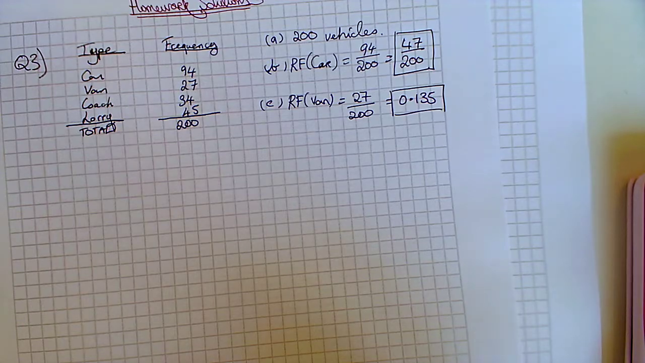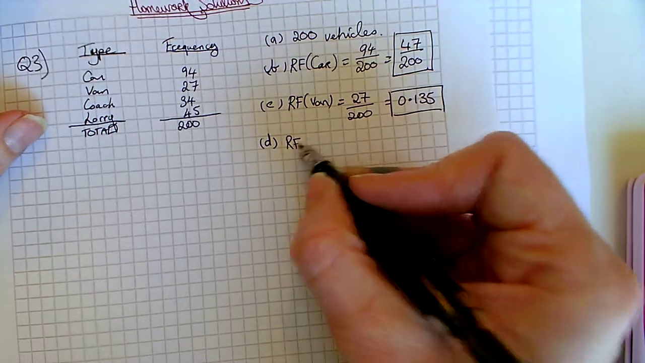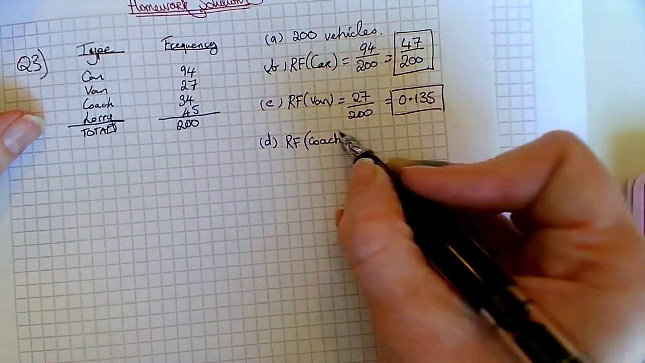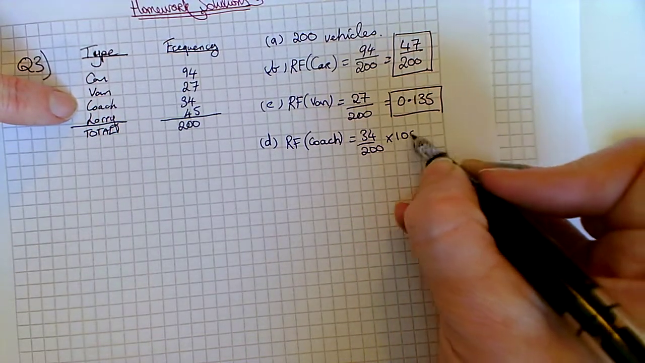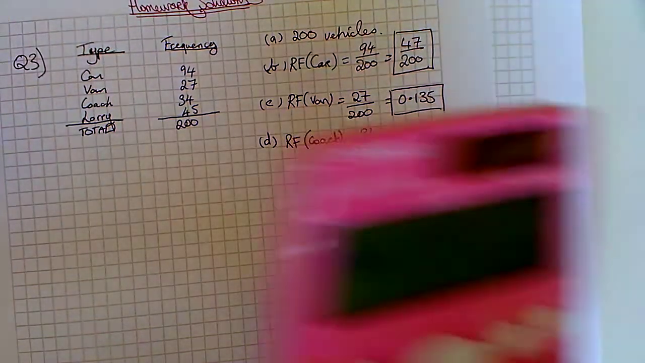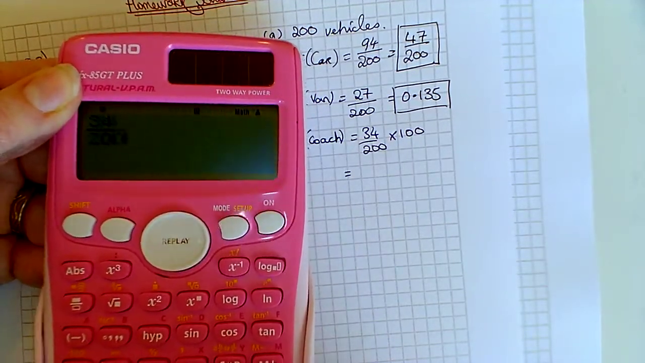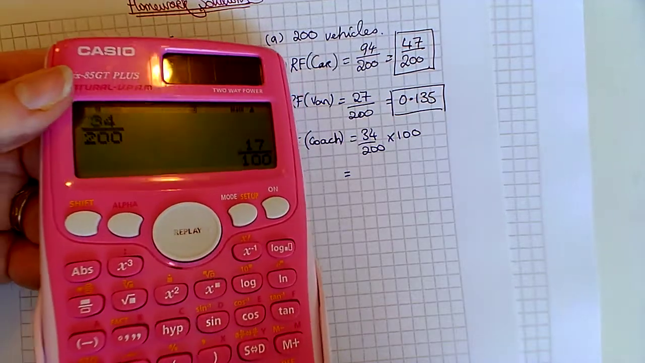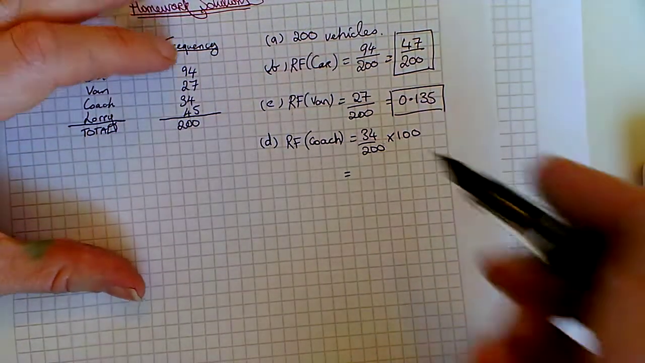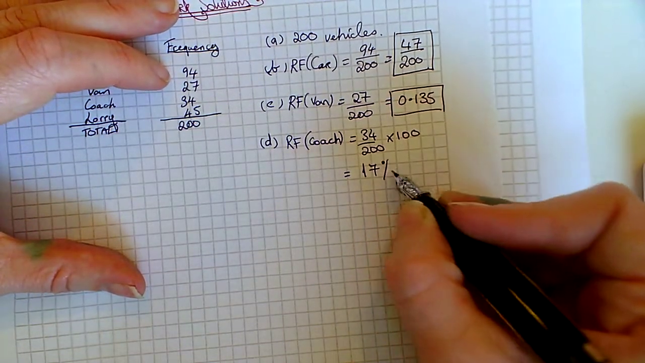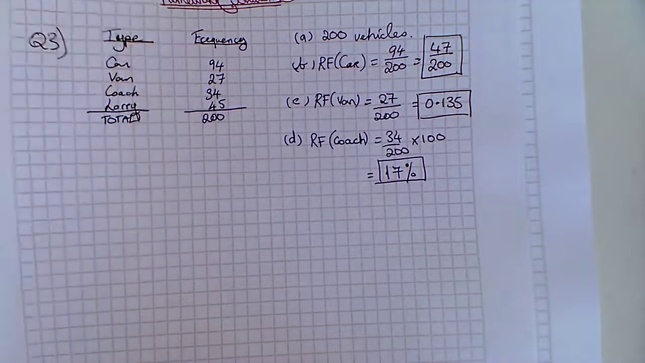What's the relative frequency of a coach passing through? And this time they want us to write our answer as a percentage. So we'll write down our probability, 34 out of 200, and then we will multiply by 100 to change that to a percentage. We can see that's 17 out of 100, so it is 17%. We might as well just follow the process as we're used to it. 17% chance there. Okay, and that was everything for question 3.